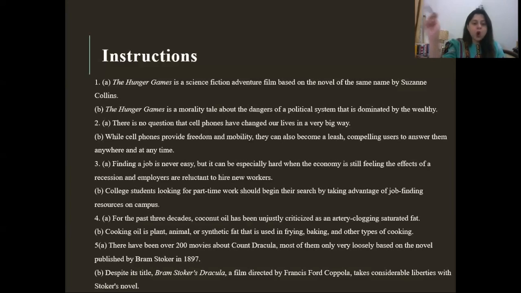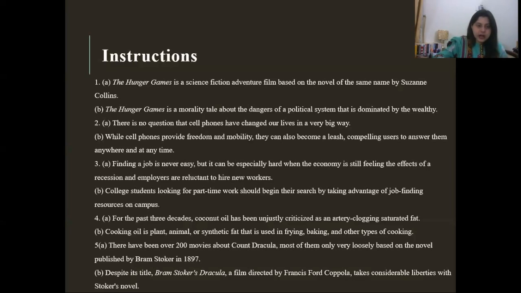On the other hand, college students looking for part-time work should begin their search by taking advantage of job finding resources on campus. Here, your stance is clear. You're kind of going to, it's clear that you are going to follow this approach. So, probably this is a better thesis statement. Okay. Now, why? Because it's about finding a job. So you have a clear stance that college students who are looking for a job should begin their search by finding job resources on campus.